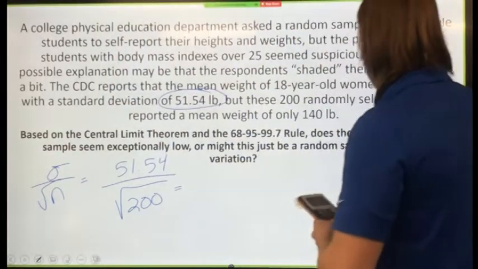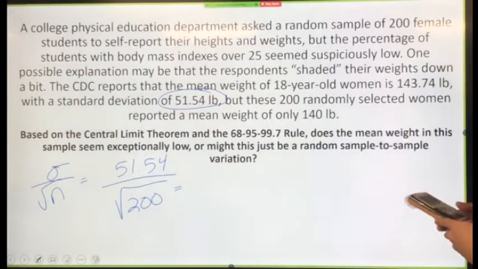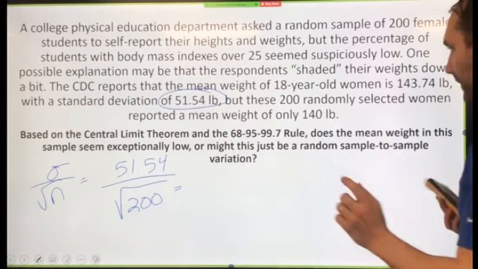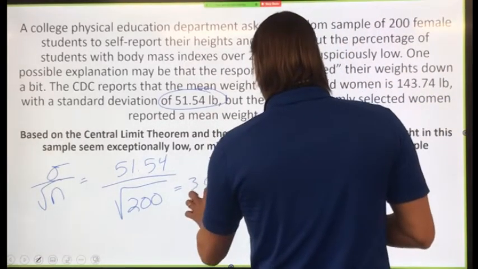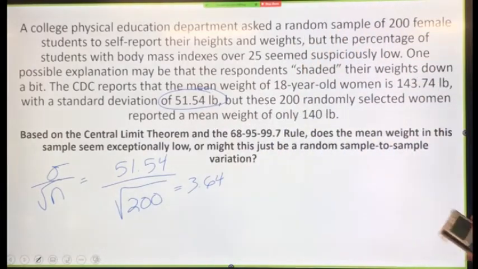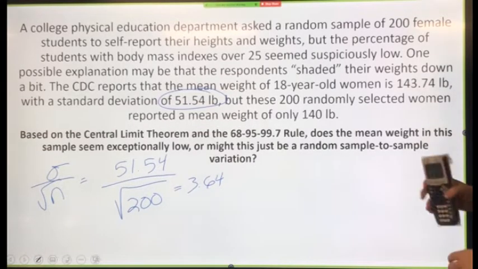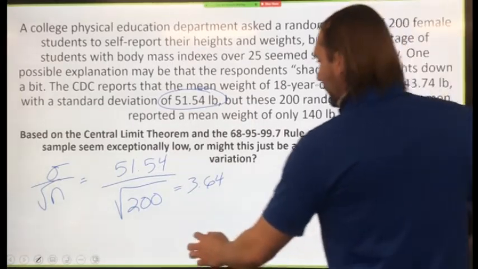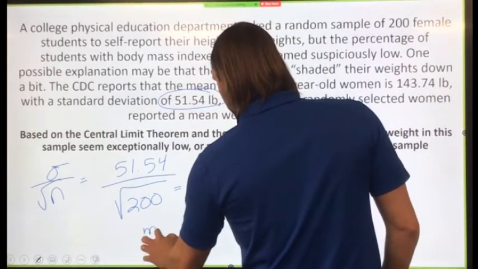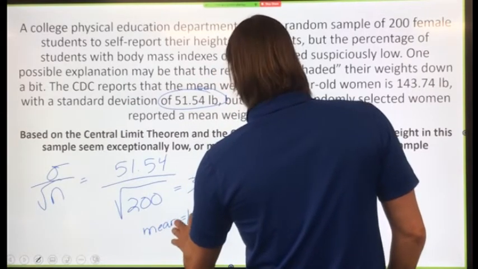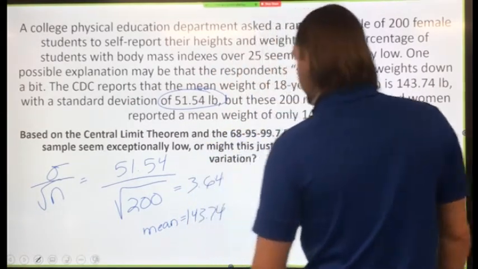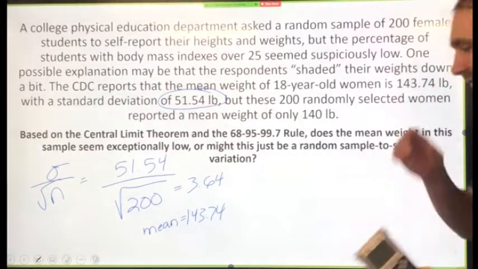So I have 51.54 divided by the square root of 200. We get 3.64. That is the standard deviation of my quantitative data, my means. Now note, I'm basing that on the population. So my mean is 143.74. I want to base this on the normal model.